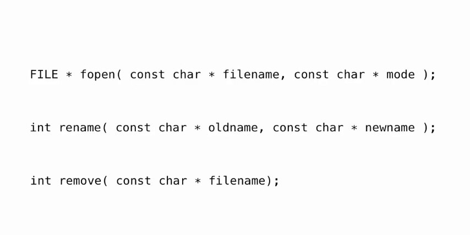So here are the function signatures for the functions we've used in this lesson. fopen opens a file. And this was covered in the previous movie in detail. Rename renames a file, and remove deletes a file. Rename and remove return an int, and the int is 0 upon success, or a non-zero value if there's an error. And rename takes the old name and the new name as its arguments, and remove takes the file name to be deleted as its argument.